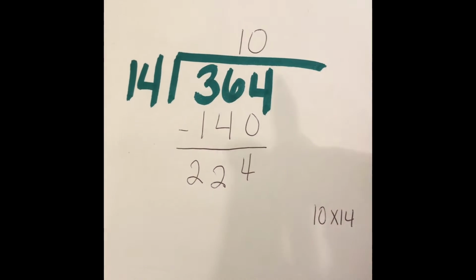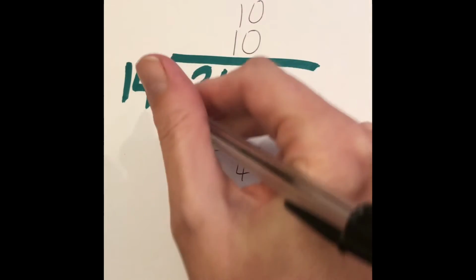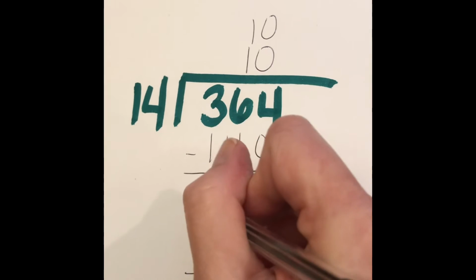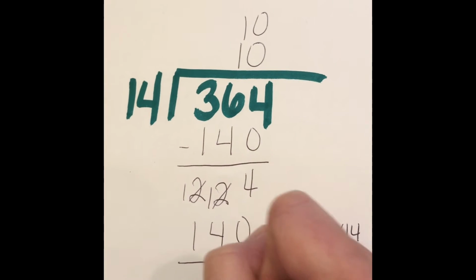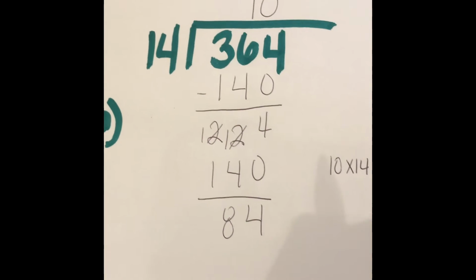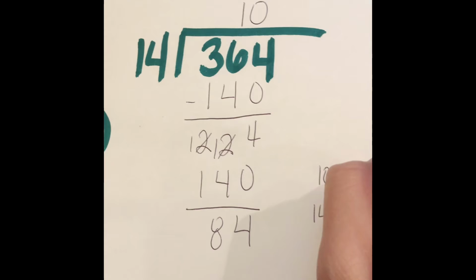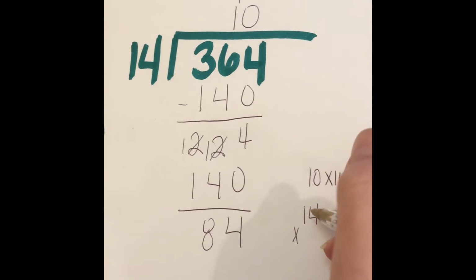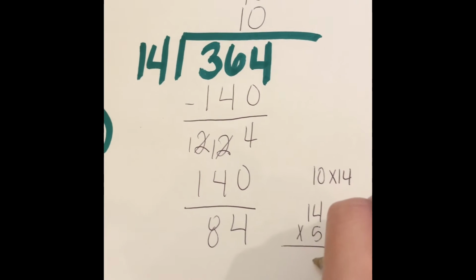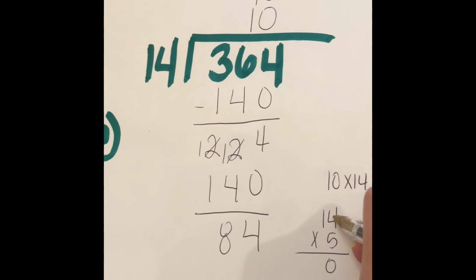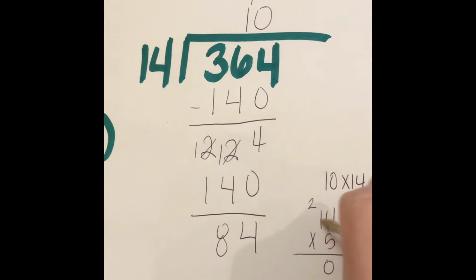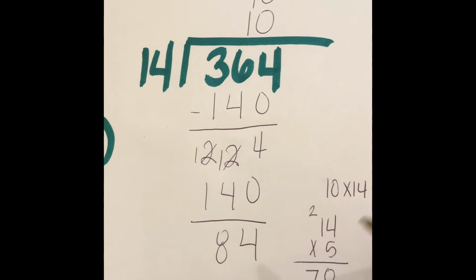So I can make another group of 10. So 10 times 14 gives me 140. I subtract, do my regrouping, and I end up with 84 left over. So now I don't have enough to make a group of 10, but I could do 5, since that's half of 10, and see what I get. And you may be able to do that in your head, because you can just think about what's half of 140. But if not, you can work it out. 14 times 5, 5 times 4 is 20. Carry the 2. 5 times 1 is 5, plus 2 is 7, so that gives me 70.